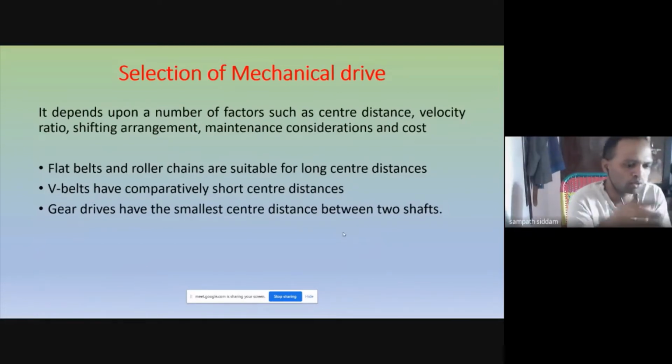So wherever you are transferring power, it depends upon the distance of transmission. If it is too short, you'll go with gear drives. If it is a bit short, you'll go with V belts. If it is longer, you'll go with flat belts or maybe roller chains. So this is the criteria of selection when you go with mechanical drives.